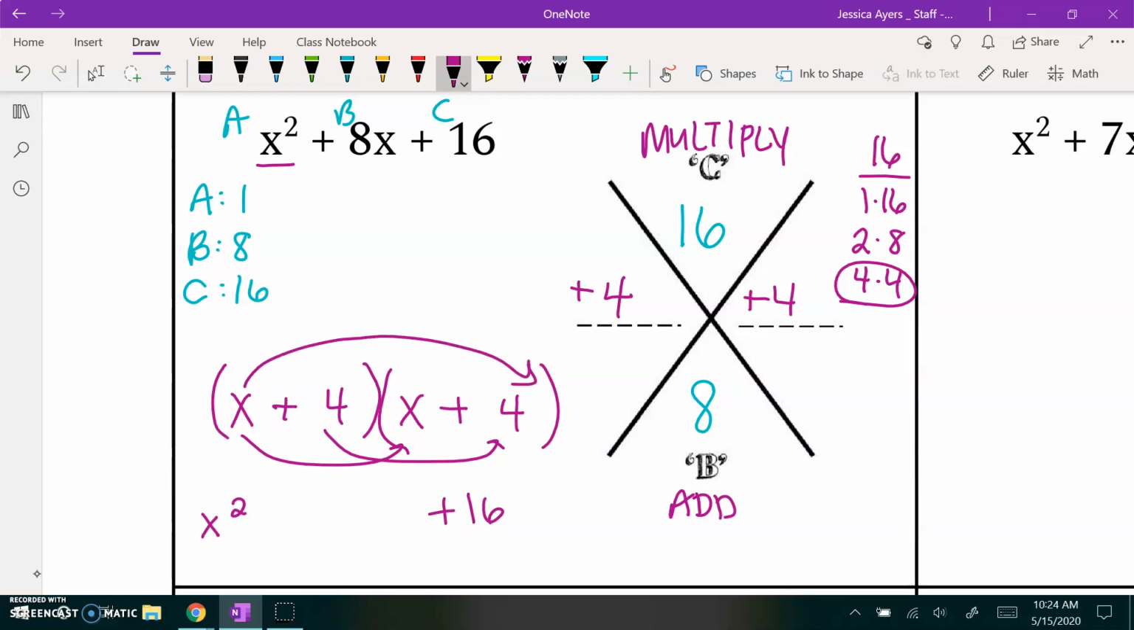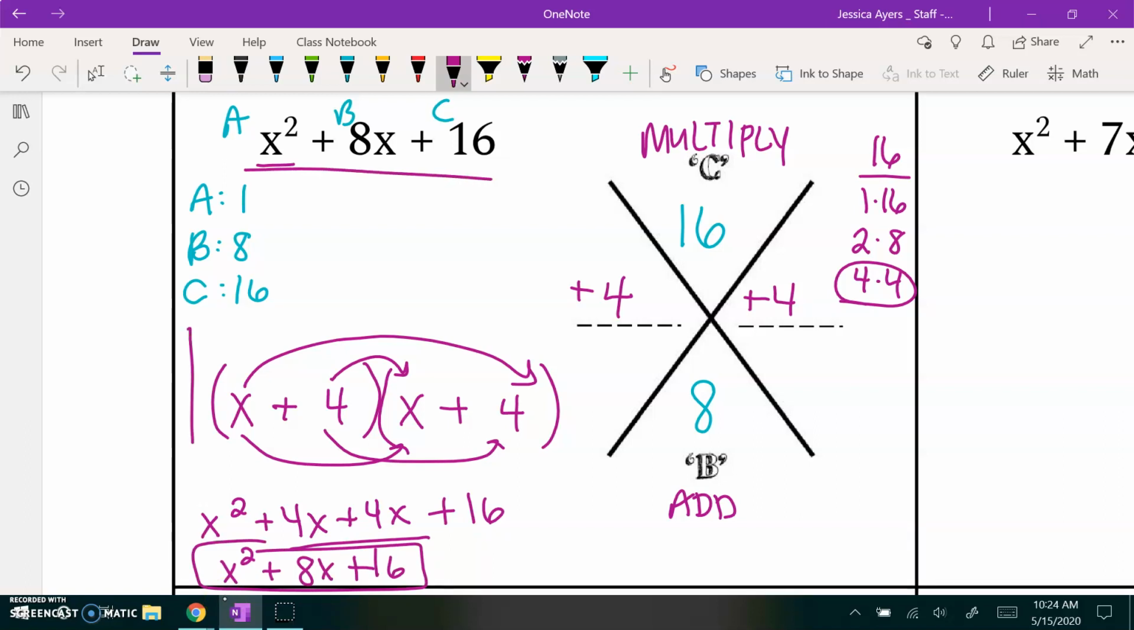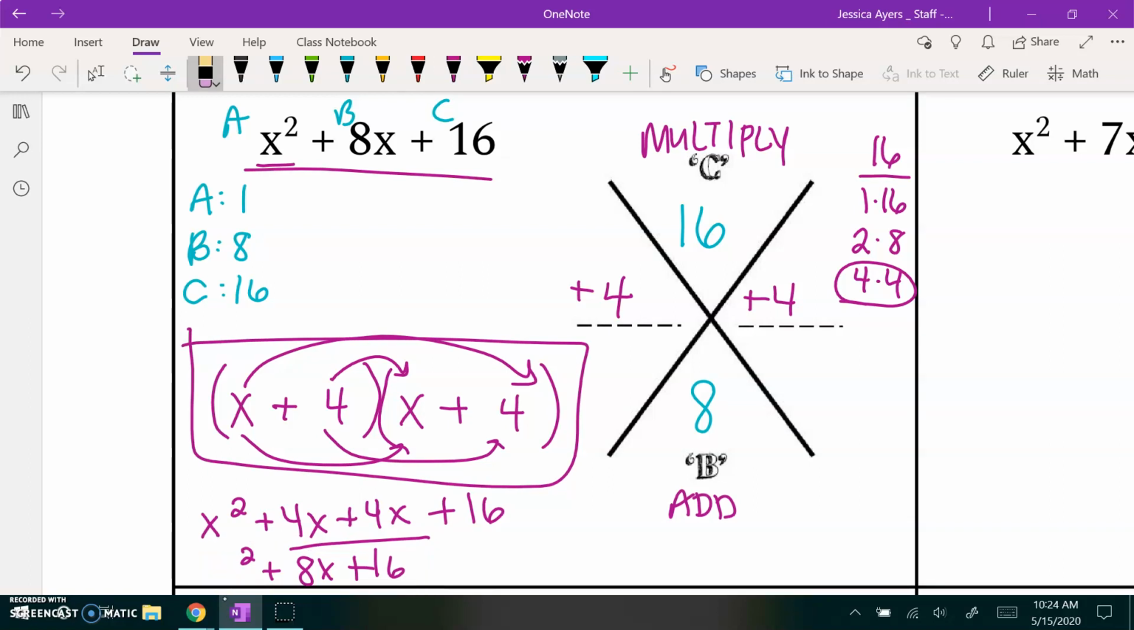So X times 4 is 4X and 4 times X is 4X. So when I combine my 4X and 4X, I get 8X, which is where I started. So I know this is my final answer. I should have square boxed that in.